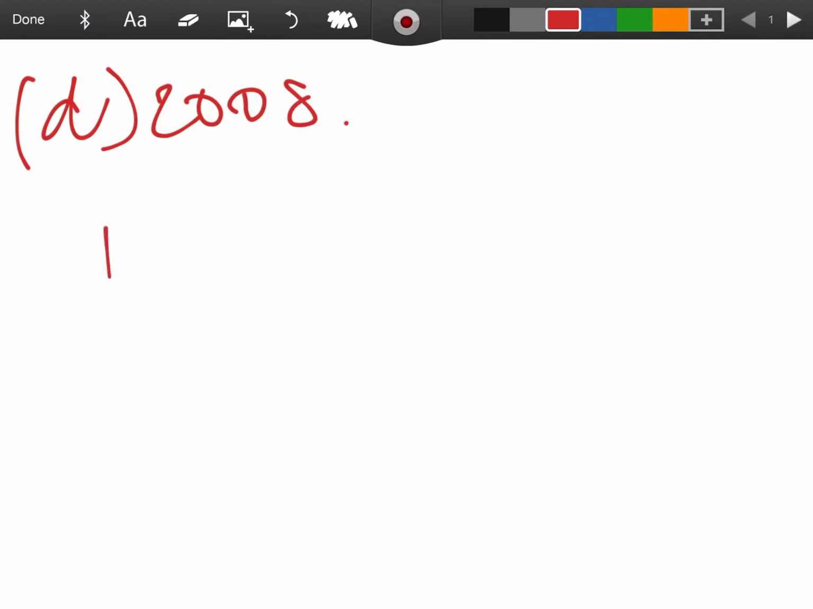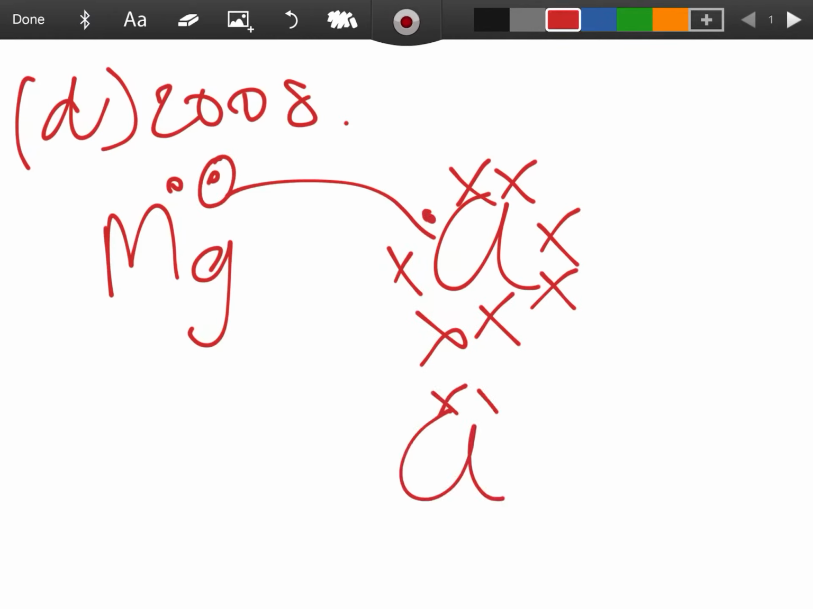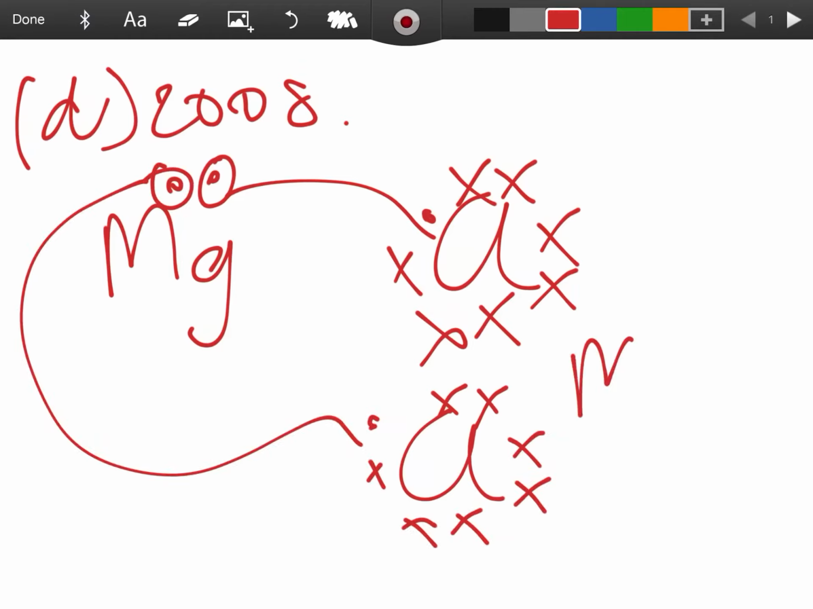The next thing it asks you to do in part D of 2008 is to draw dot and cross diagrams to show the bonding in magnesium chloride. That's like what I did in a previous video. Magnesium has 2 electrons in its outer shell. Chlorine has 1, 2, 3, 4, 5, 6, 7. So look, an electron goes there. You need to draw another chlorine atom though to accept the second electron. So you're going to have your MgCl2. I did that before. So that was part D of the question.